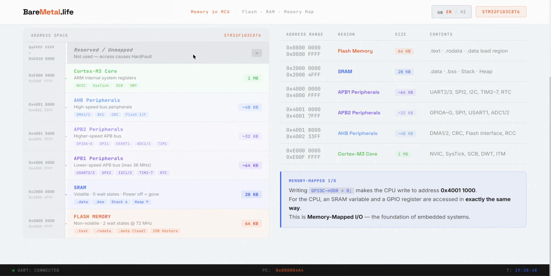Now, here's the most fascinating part of all of this, and this concept makes embedded systems so powerful. Notice that flash is at one address, SRAM is at another, and your GPIO registers are yet another address. But from the CPU's perspective, they all look exactly the same. Let's take an example here. When you write GPIOA->ODR equals 0 in your code, the CPU is simply writing to address 0x40011000. It doesn't treat it any differently than writing to a variable in SRAM.